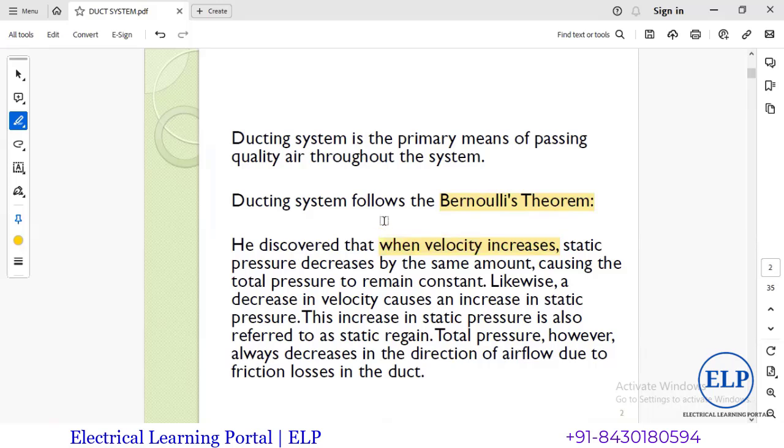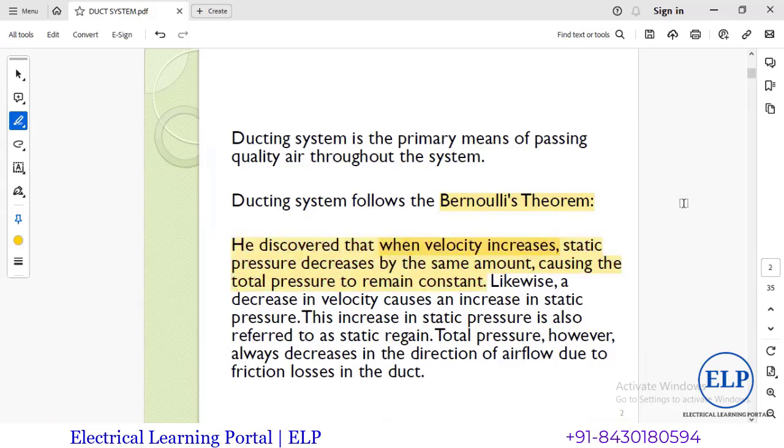Suppose you increase the velocity of the fan. Velocity is related to speed, and speed is related to the motor of the fan. So just understand that when you increase the velocity or RPM of the fan, your static pressure decreases, causing the total pressure to remain constant. This is the definition of Bernoulli's theorem.